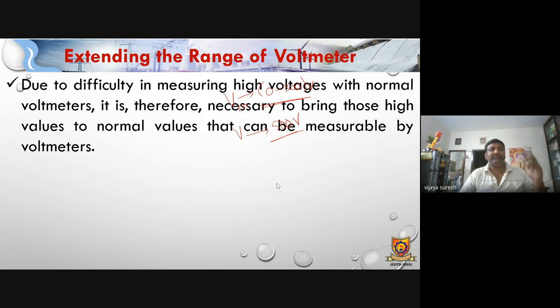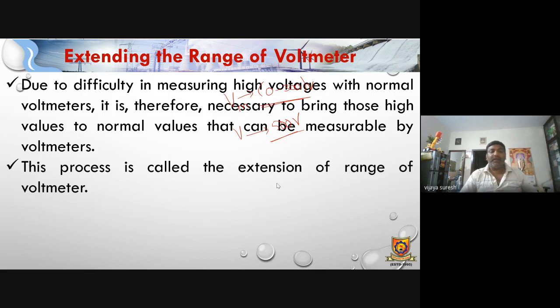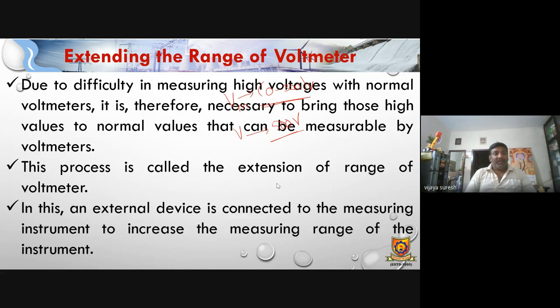So we need to measure a higher range of voltage. This process is called extension of range of voltmeter. Now we are going to extend the range. In this, an external device is connected. External device in the sense, again a resistor only here also. So an external device is connected to the measuring instrument to increase the measuring range.